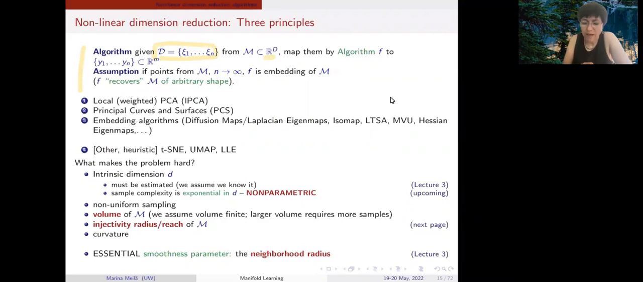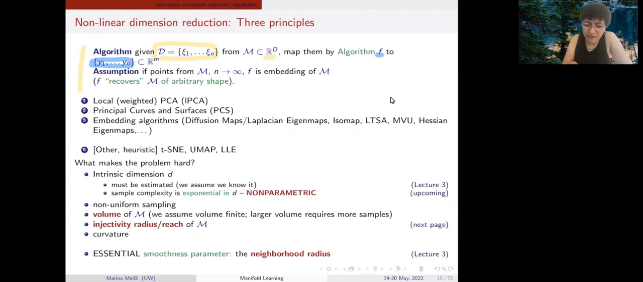And what we want is to map these high dimensional points to lower dimensional coordinates in Rm. So we want to obtain an embedding of the points. But what is an embedding of the points? It's just a mapping, and this mapping is denoted by F.